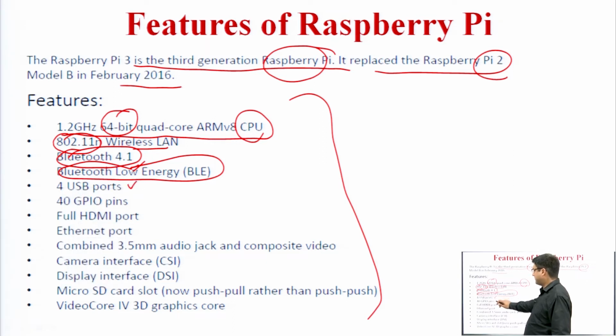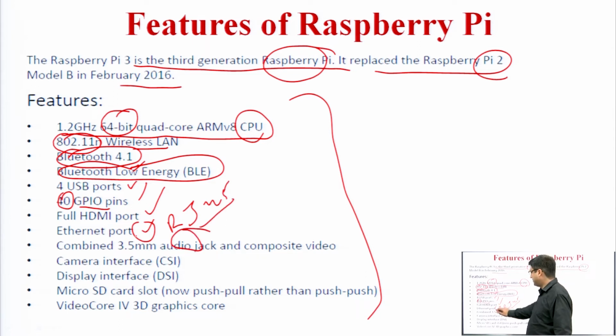4 USB ports are available. GPIO means general purpose input output pins, which are 40 in the case of Raspberry Pi. A full HDMI port is available, but it was not available in Arduino. It has an Ethernet port, but in Arduino there is no Ethernet port. The Ethernet port is of type RJ45.